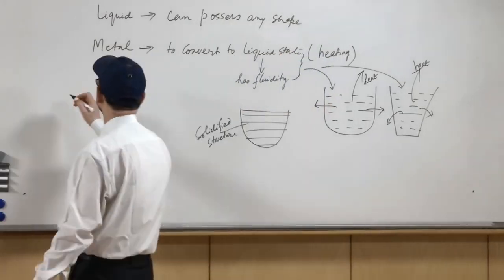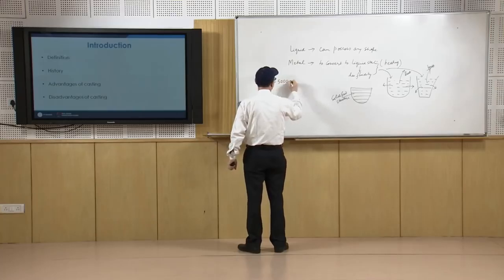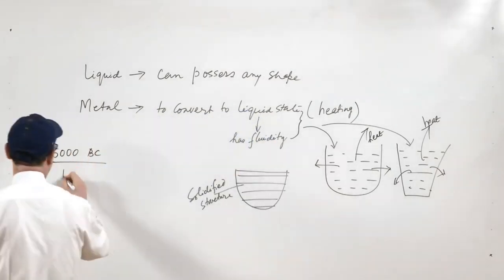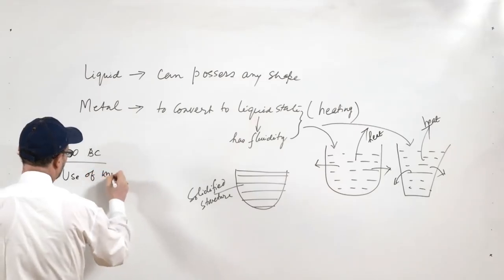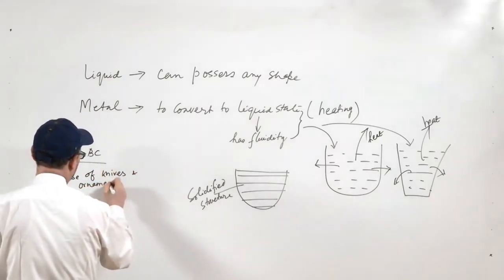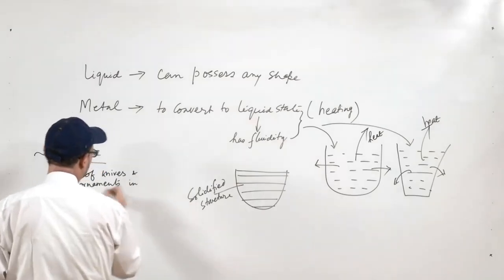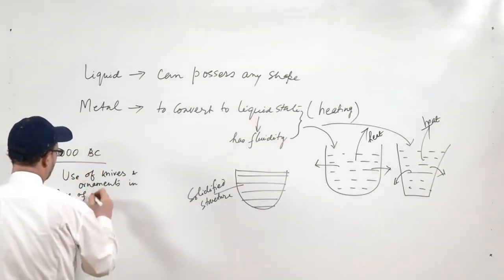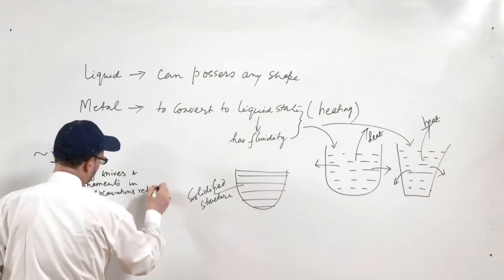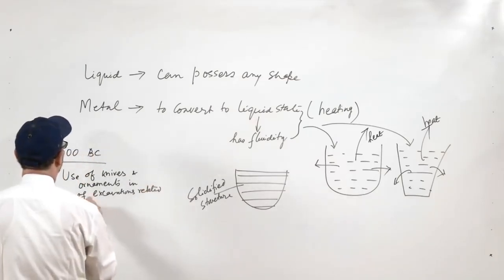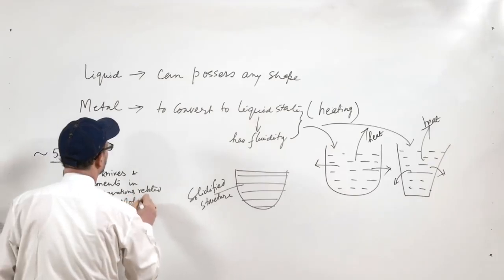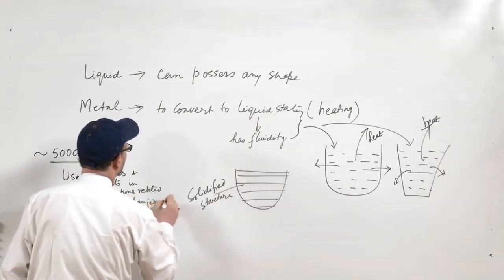Around 5000 BC, it has been reported that there was use of knives and ornaments in the excavations related to the Harappa and Mohenjo-daro civilization.